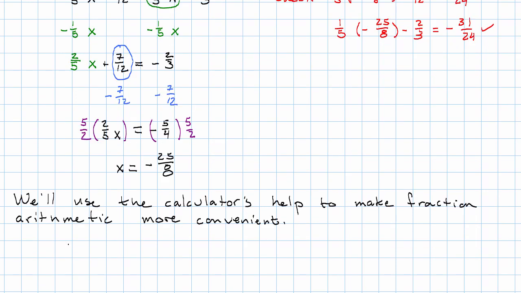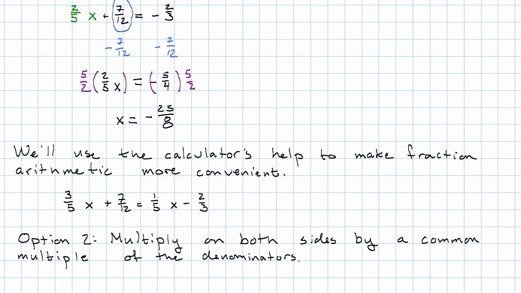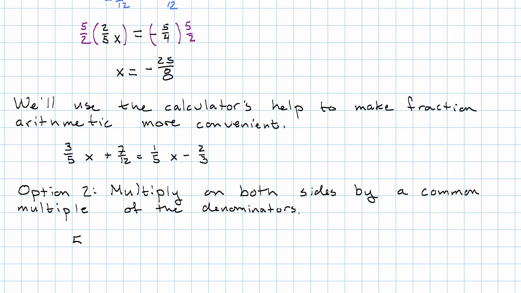Say we have the equation, same equation again, 3/5 x plus 7/12 equals 1/5 x minus 2/3. Our second option is to multiply on both sides by a common multiple of the denominators. So the denominators I see here are 5, 12, 5 again, and 3.